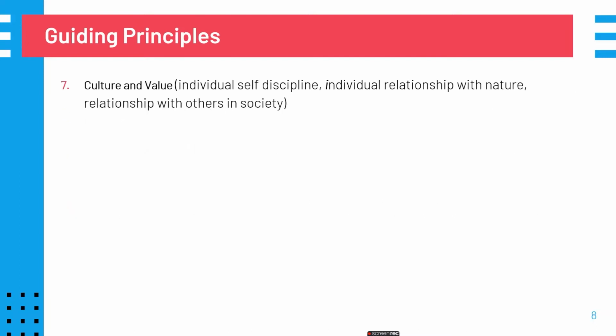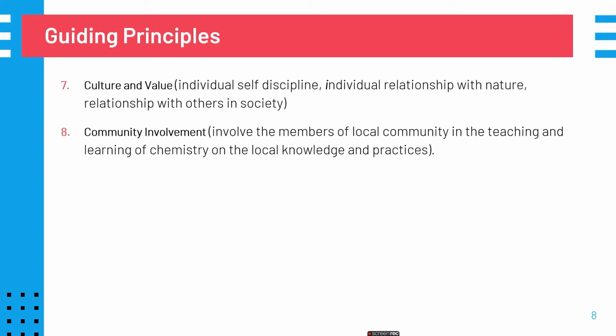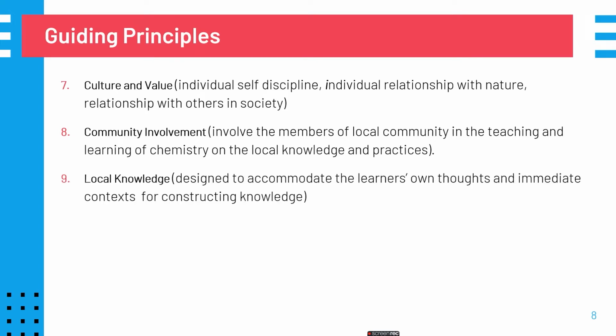Next is the culture and value. Students are provided the opportunity to learn chemistry in the context of one's own culture, values, and belief system. Next is the community involvement. Students are provided the opportunity to learn from the community by involving the members of the local community in teaching and learning of chemistry. Next is the local knowledge. Students are provided with the opportunity to learn in their own local context.